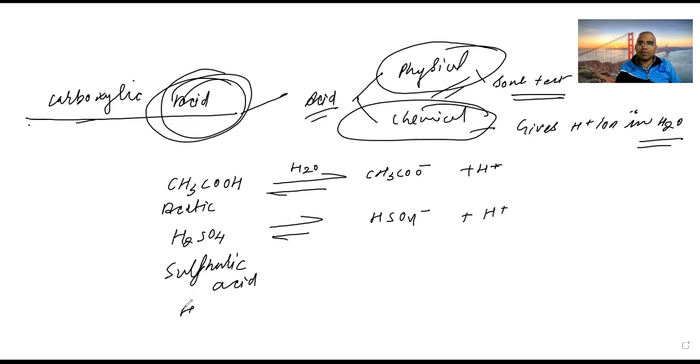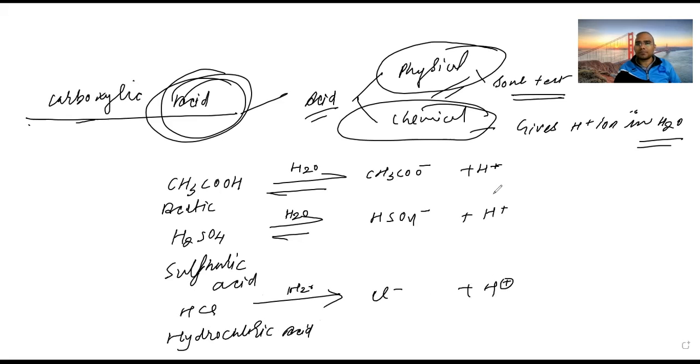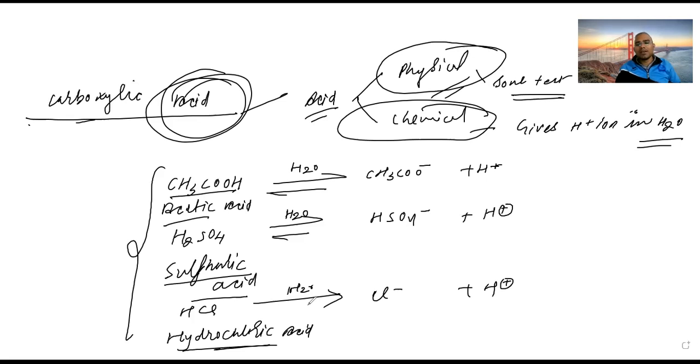Have you heard the name of hydrochloric acid? If you are dissolving these substances in water, what are the common things you are getting here? Can you tell me what they are all doing? Here is acetic acid, here is sulfuric acid, here is hydrochloric acid. Something is common. What is common in this?